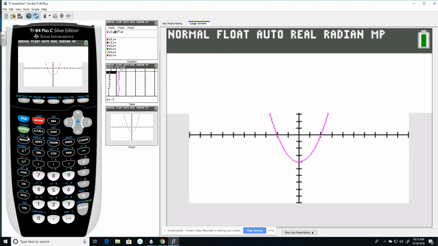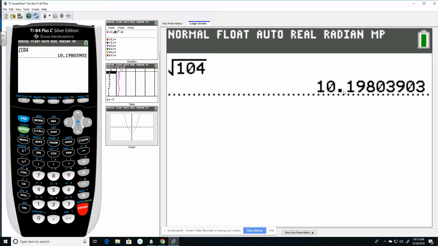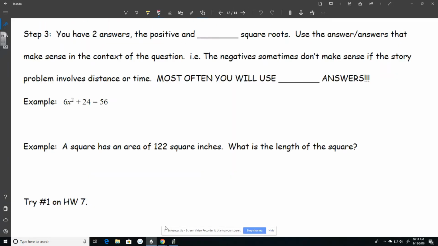Let's get out of our graph. If I take the square root of 104, I get a big long decimal, 10.198. So x equals, let's just round that to 10.2. But I also get a negative 10.2, because negative 10.2 times negative 10.2 is also 104, so negative 10.2 equals the square root of 104.